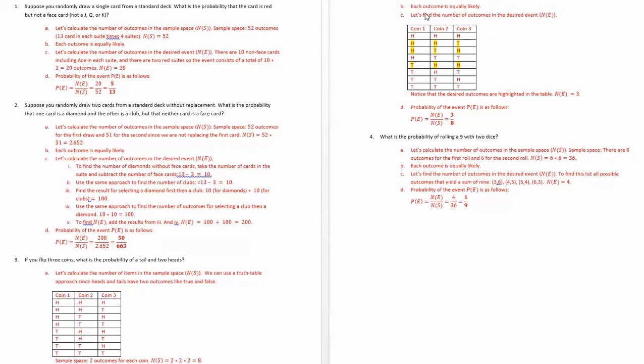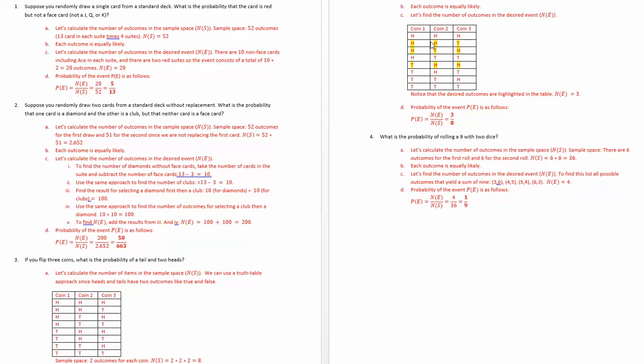And then in letter C, let's find the number of desired outcomes. So I'm just going to use the sample space that was created. Really comes in handy at this point. We can find the situation where you're going to have a tail and 2 heads.